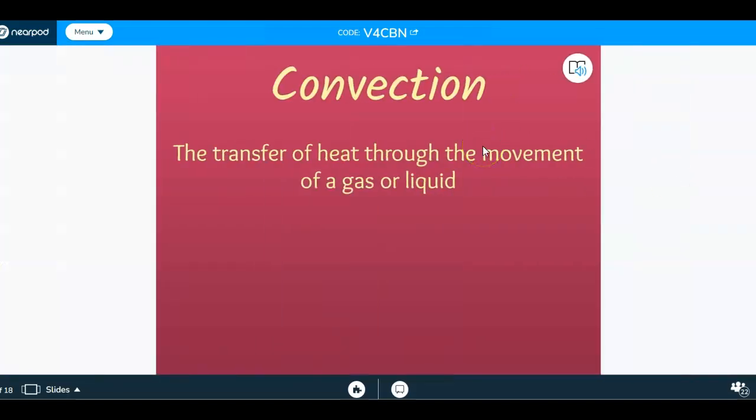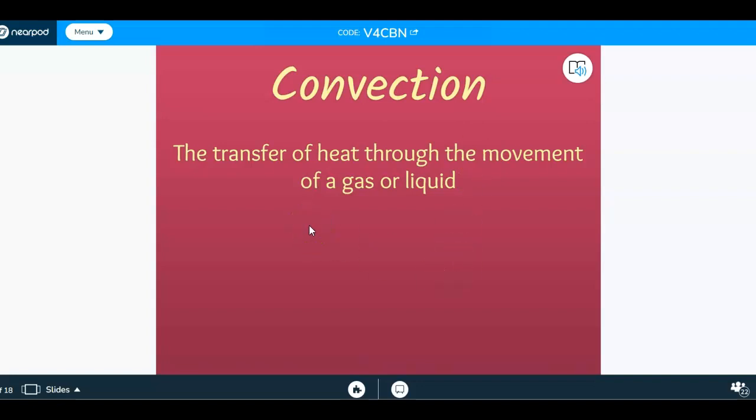Convection will also be a big portion of the test. We know that convection is when heat moves through a gas or a liquid. What are some examples we might see on the test of convection? Joanna? Boiling water would most definitely be on there. Sky? Thermal energy moving around the earth.